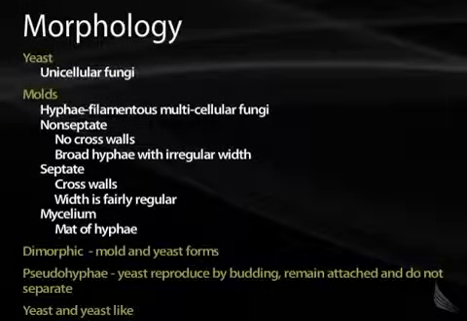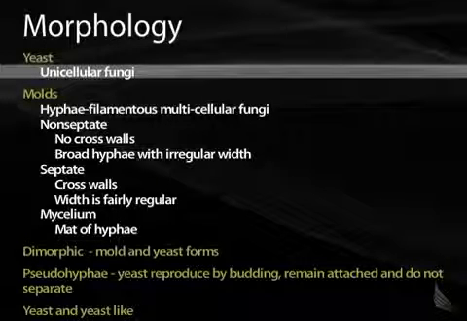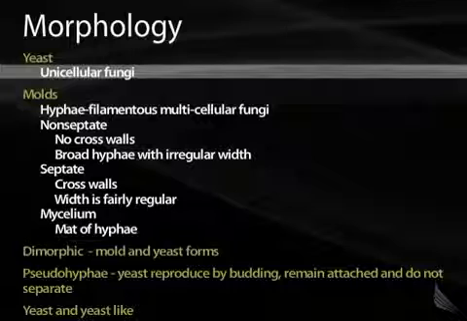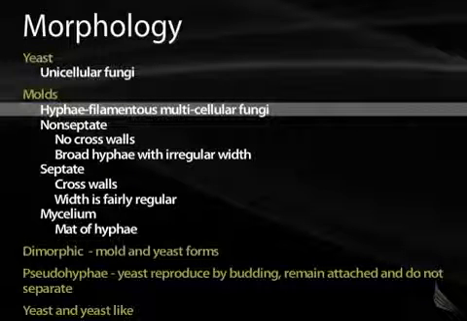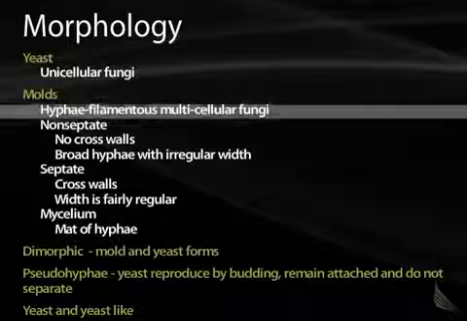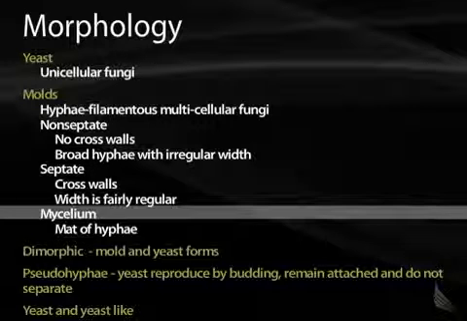Let's talk a little bit about fungal morphology. Yeasts are what we call unicellular fungi. They show up as one single cell, whereas molds form hyphae, which are filamentous multicellular fungi. There can be non-septate or septate fungi, or you can have this mat-like mycelium formation.